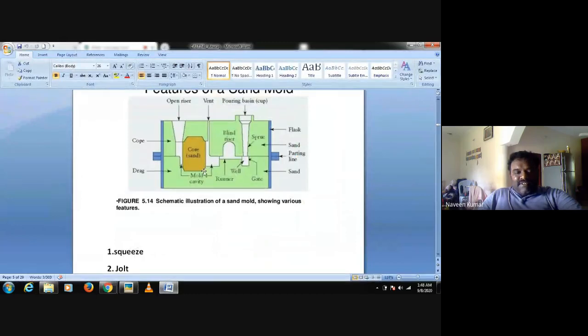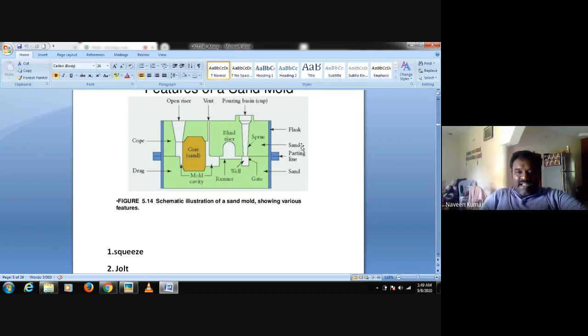So that facilitation for these gases to leave the mold cavity is provided by the molding sand itself, and that ability of the molding sand to allow these unwanted gases to leave the mold cavity is called permeability or porosity. Now porosity, I define it like this. Porosity or permeability is the ability of the molding sand to allow the unwanted gases to escape through the pores of the molding sand. That is called permeability or porosity.